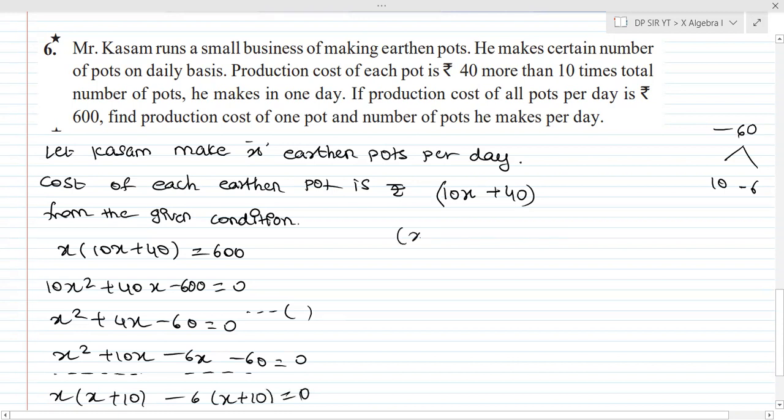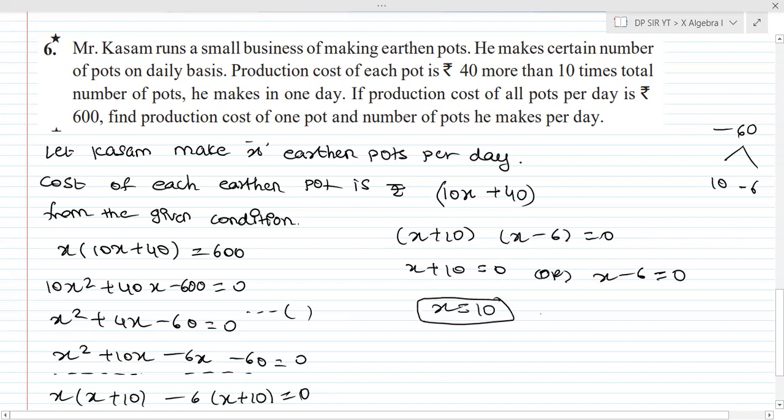So x plus 10 and x minus 6 is equal to 0. X plus 10 is equal to 0 or x minus 6 is equal to 0. X is equal to 10 or x is equal to 6. Am I going wrong somewhere? I think so, yes. So here it's going to be minus 10 and here it's going to be 6. X is equal to minus 10 or x is equal to 6.